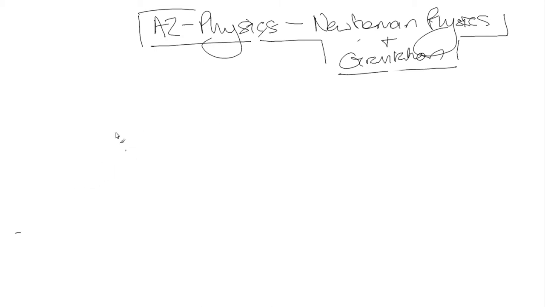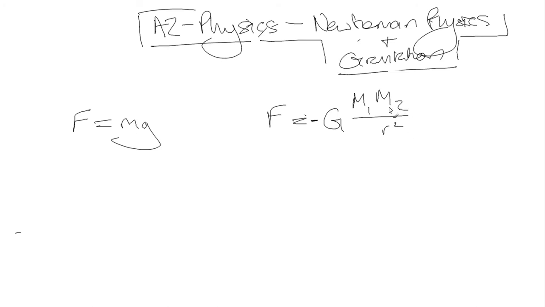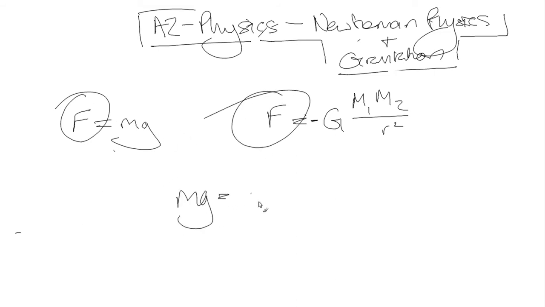Okay. We know that the force that an object experiences close to the surface of the Earth is F is equal to mg, and it's also equal to G m1 m2 over r squared. Technically we don't need to use it, but it is equal to that. And because these forces are the same, we can equate them. So we get mg is equal to G m1 m2 over r squared, right?